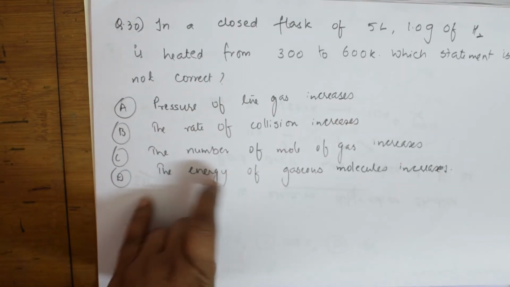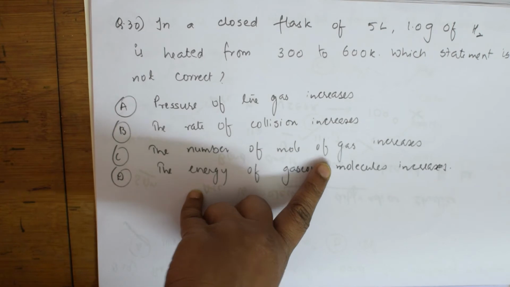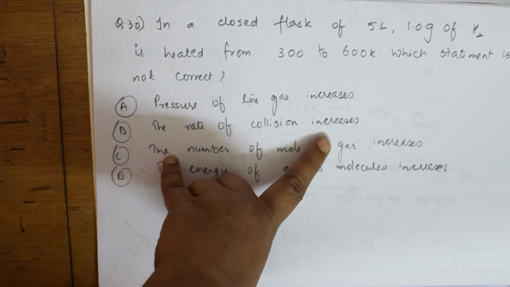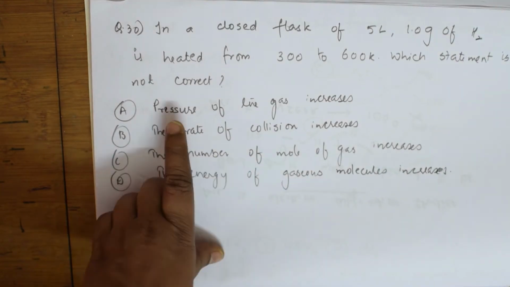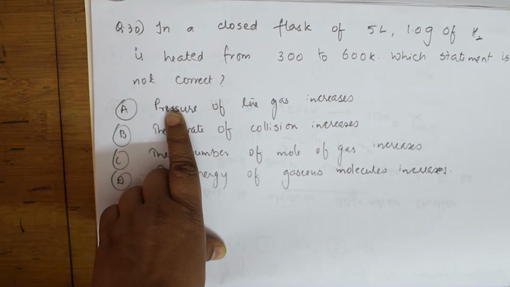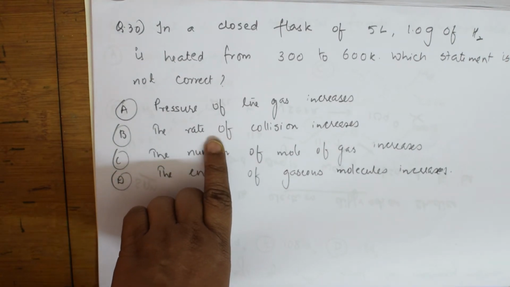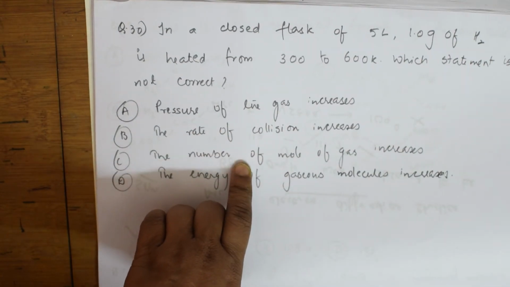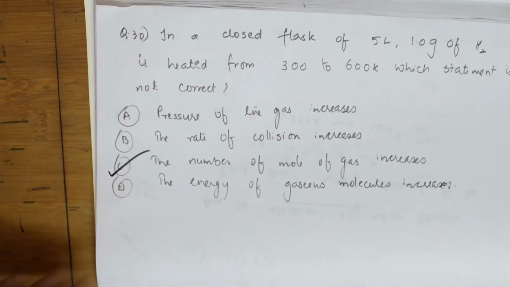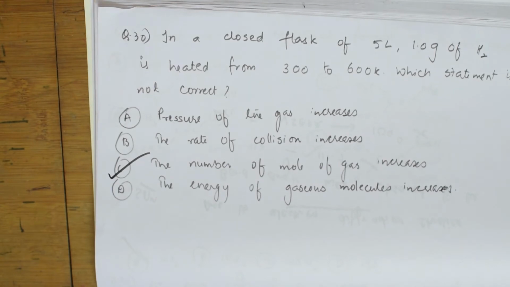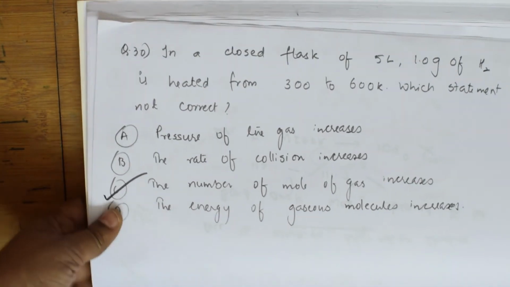So what option? We said the number of moles of the gas increases, the rate of collision increases, pressure of the gas increases, the energy of the gas molecules increases. See here, the pressure of the gas inside is the same. The rate of collision increases, correct. But does the number of moles of gas increase? No, isn't it? Because it is present inside the closed container. So this is the correct option. Number of moles remains the same. Right. Let's come back and see the next question.